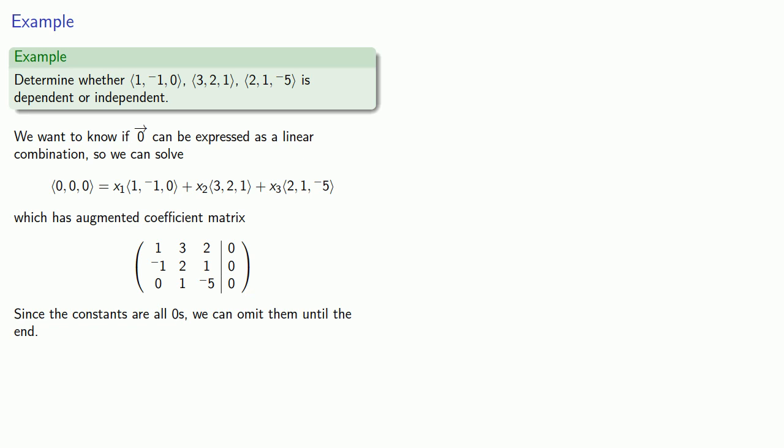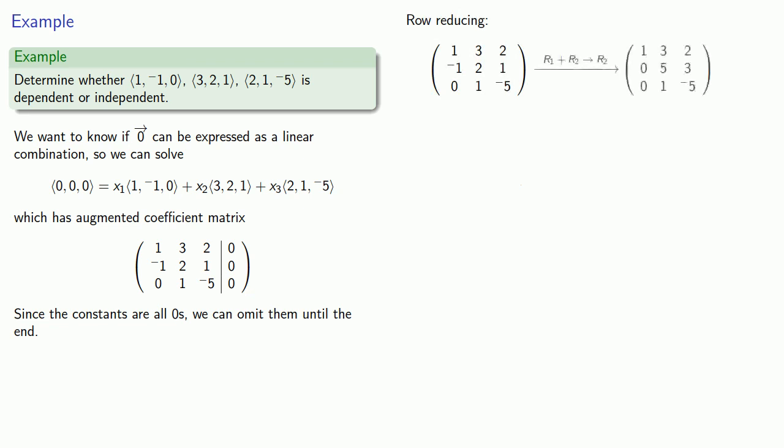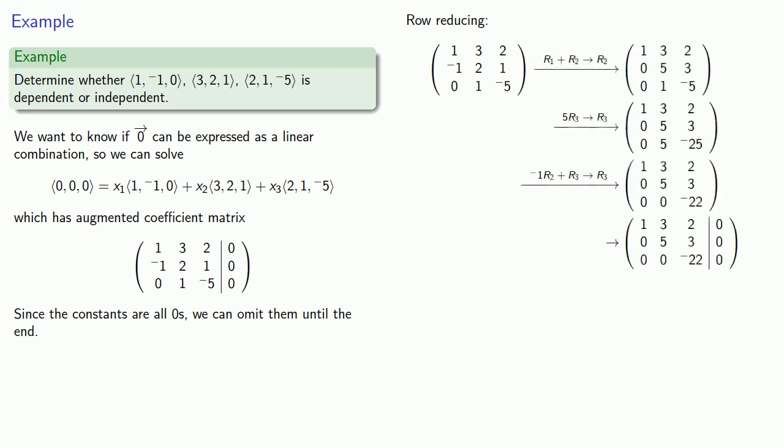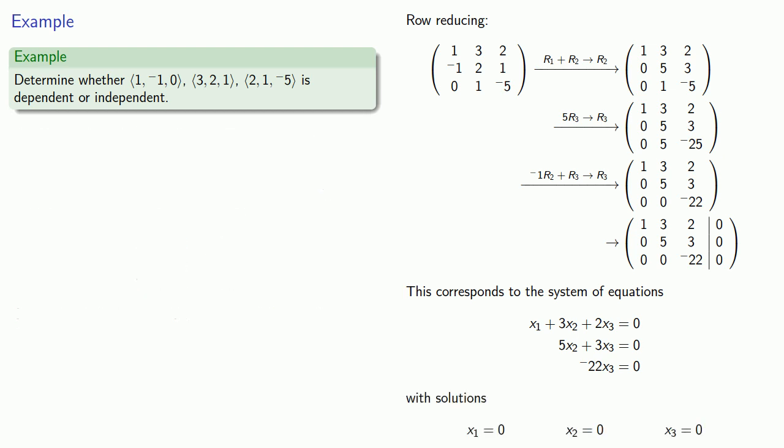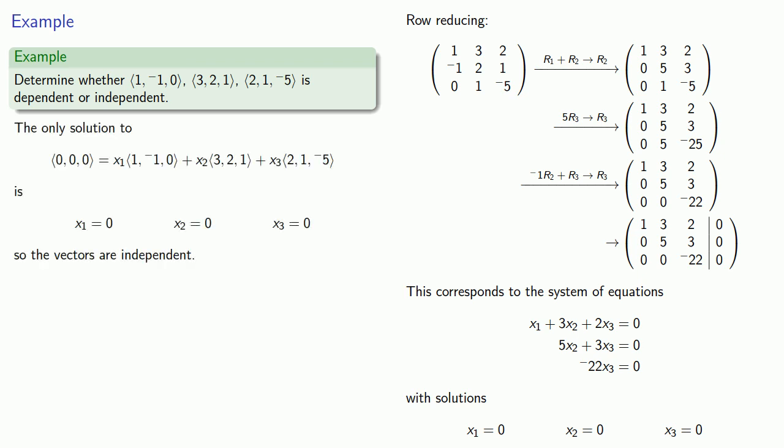So we'll row reduce our coefficient matrix. We'll restore our constants, which are still zero, and then use back substitution to solve for x3, x2, and x1. And because the only solution to this linear combination equal to zero is the trivial solution, all of our coefficients are zero, it follows that the vectors must be independent.